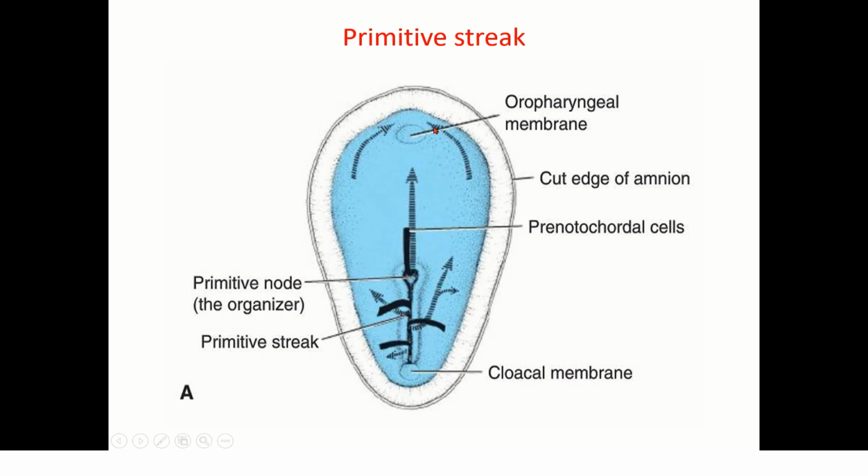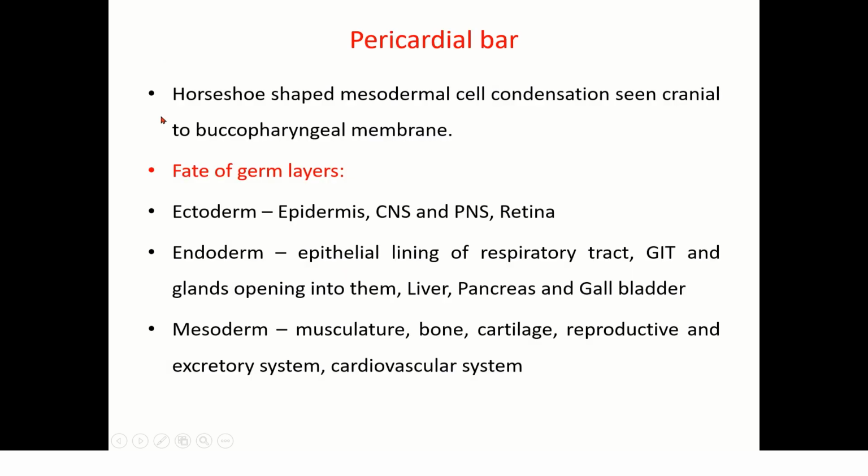And cranial to this, there will be formation of the pericardial bar, which is a mesodermal condensation. So horseshoe-shaped mesodermal cell condensations cranial to the buccopharyngeal membrane is the pericardial bar.